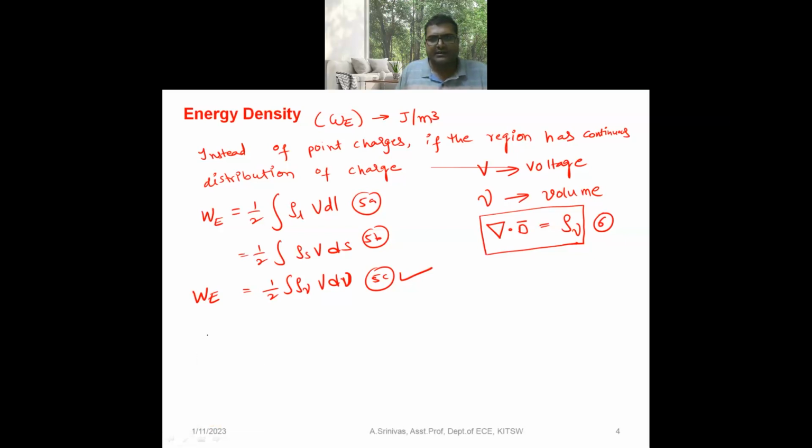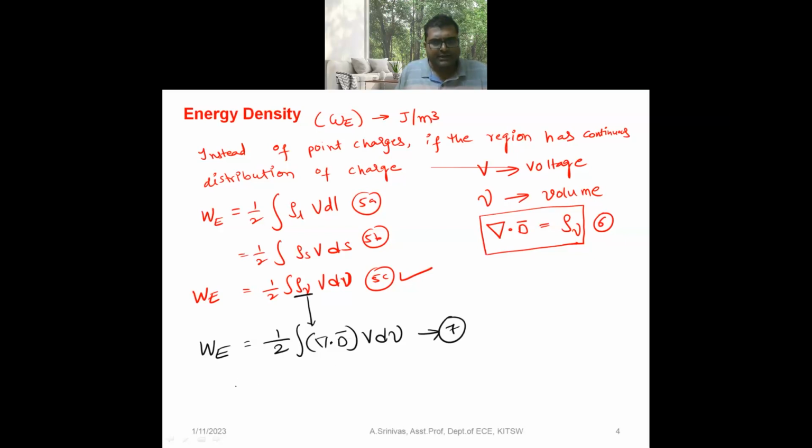Now we rearrange 5C in terms of 6. Energy stored is equal to half into the volume integral of rho V dV, which is equal to half the volume integral of del dot D times V dV. Let it be equation number 7.